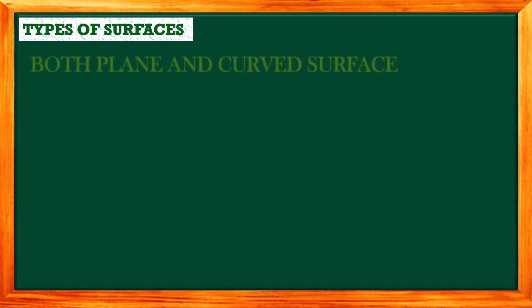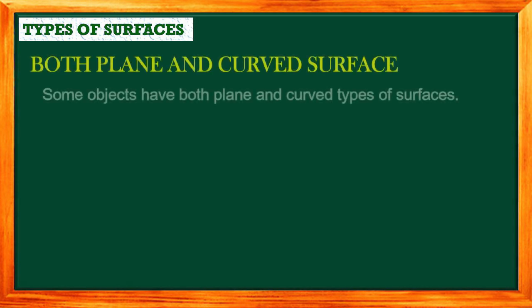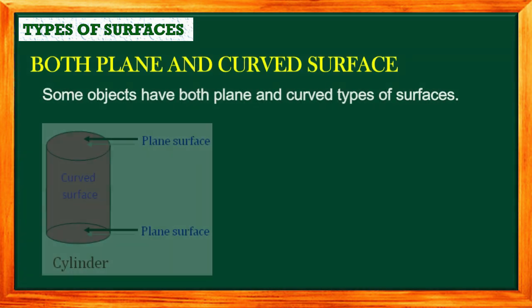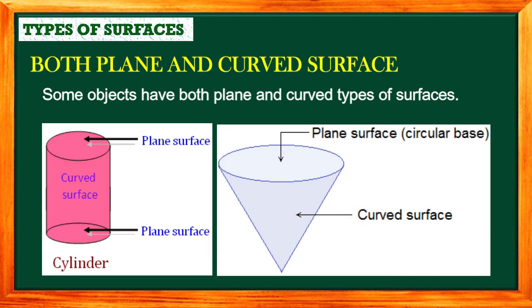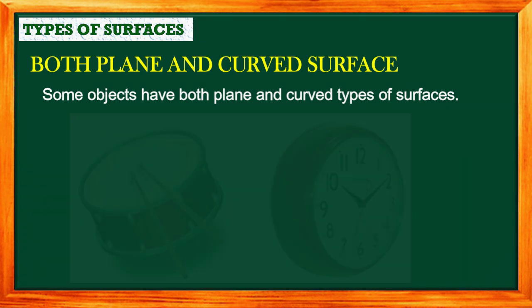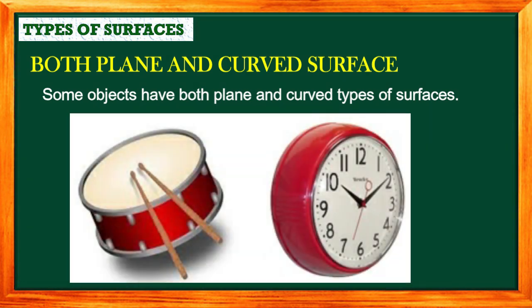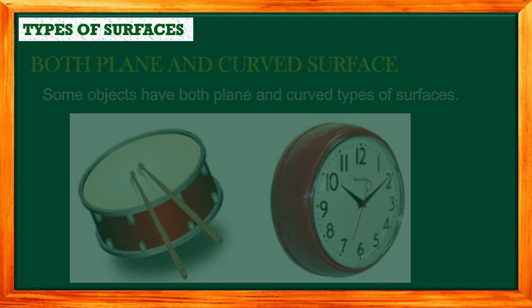Number 3. Both plane and curved surface. There are some objects which have both plane and curved types of surfaces. Examples of real-life objects with both plane and curved surfaces are drums and clocks. The boundary surrounding the drum is curved, and the circular side on which it is beaten is plane. Similarly, the clock is curved and the glass side is plane.